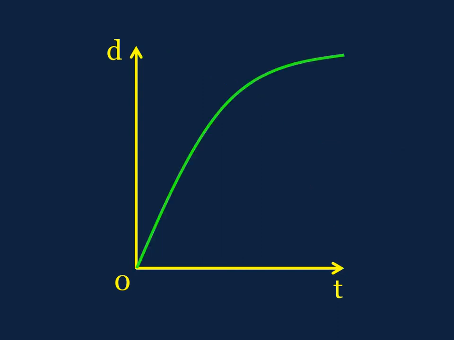This is also negative acceleration. Now I have a positive velocity, but that positive velocity is diminishing. If the positive velocity is getting less, in other words, I have a decreasing positive velocity, that means I must have a negative acceleration. Because if the velocity is getting less, that means the acceleration is in the opposite direction.